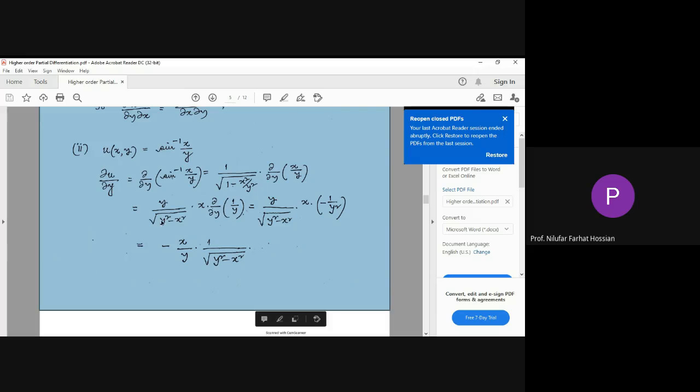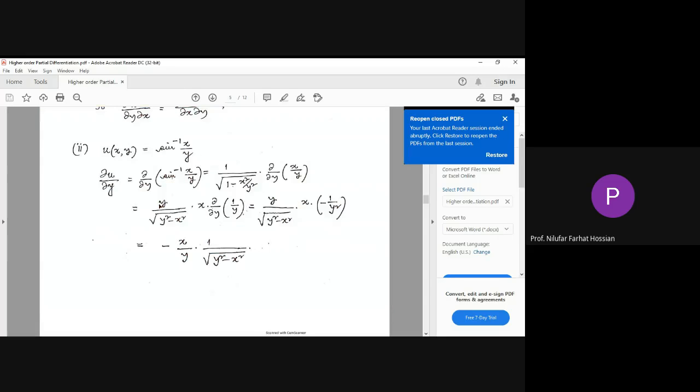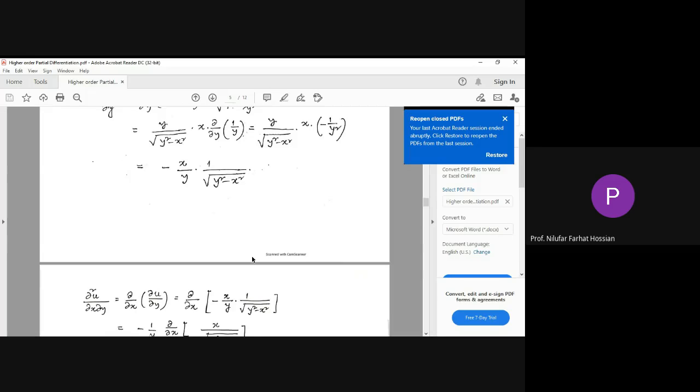So this y can be taken to the upper side, and here you are taking this x outside the derivative because the derivative is to be performed with respect to y. So del y of 1 over y is simply minus 1 by y square. So in the upper side you are getting x into y, so one y can be cancelled out. So it should be like this, minus x by y into 1 over root over y square minus x square. So this is the expression for del u by del y.